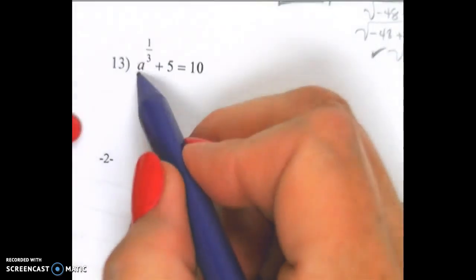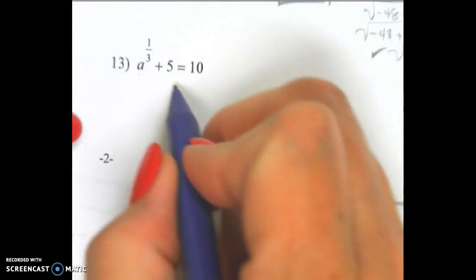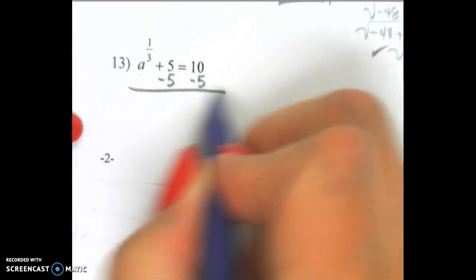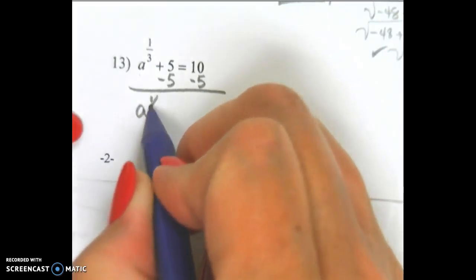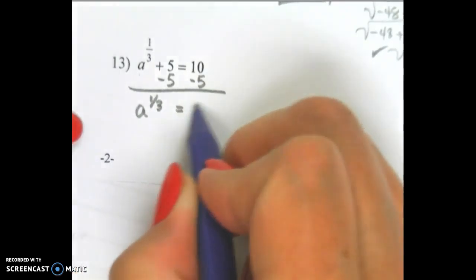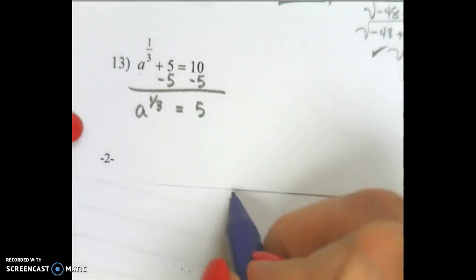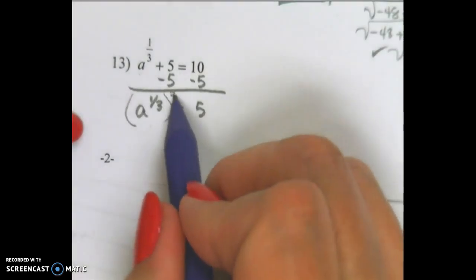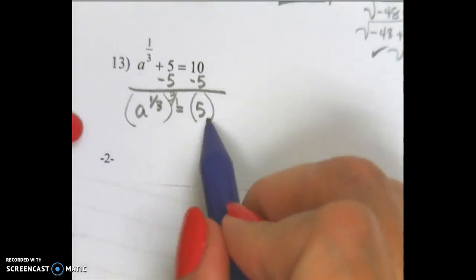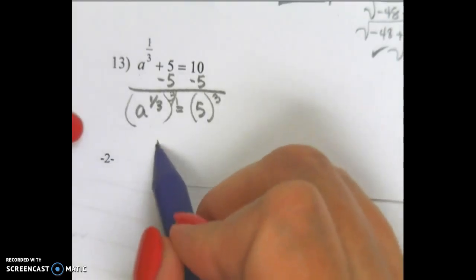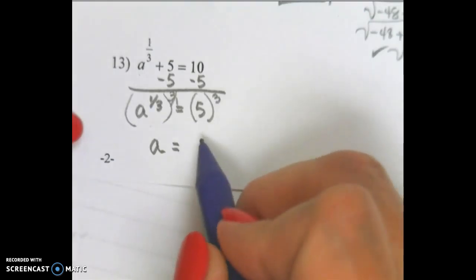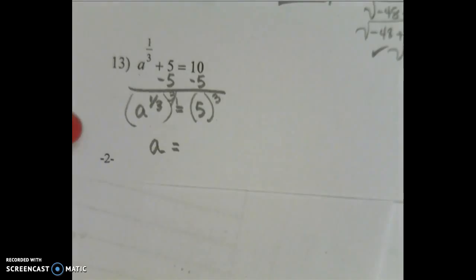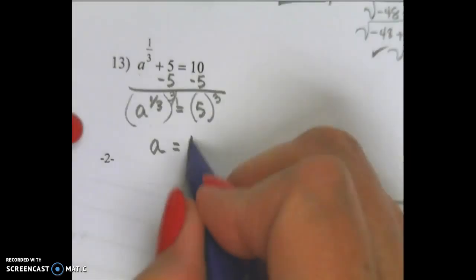Number 13, very similar. I've got to get this a to the 1/3 by itself. So I have to subtract 5 from both sides. So I have a to the 1/3 power is equal to 5. To get rid of the 1/3 power, I'm going to raise both sides to the 3/1, which is just 3. So this gives me a equals 5 to the 3rd power, which is 125.